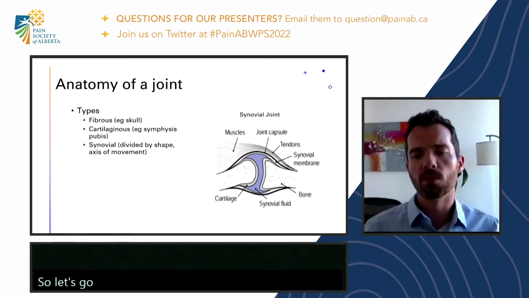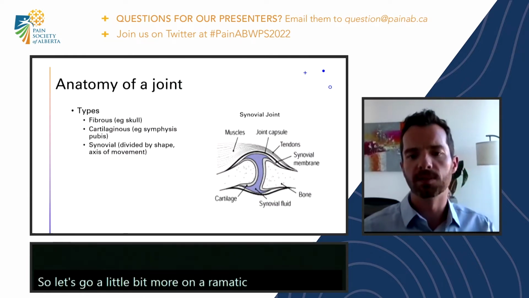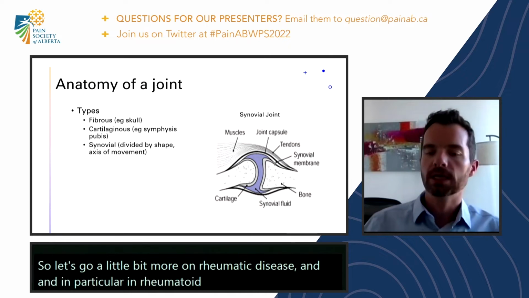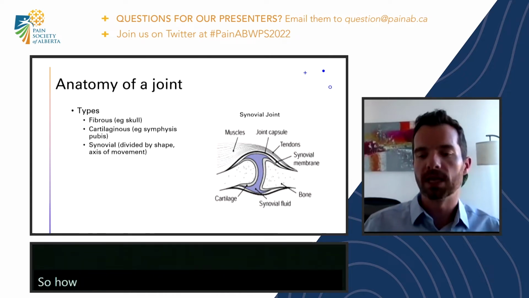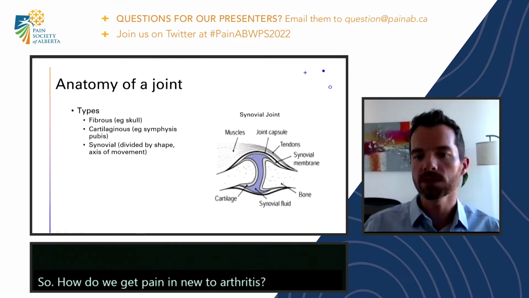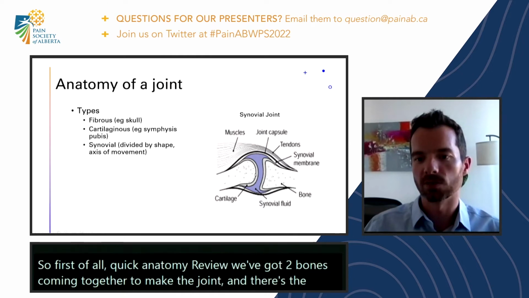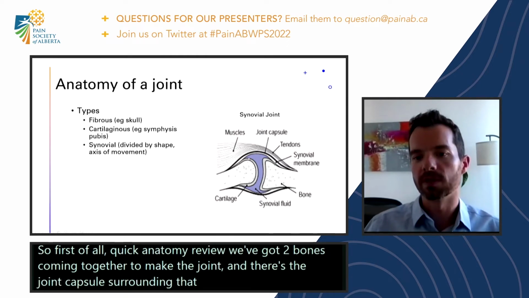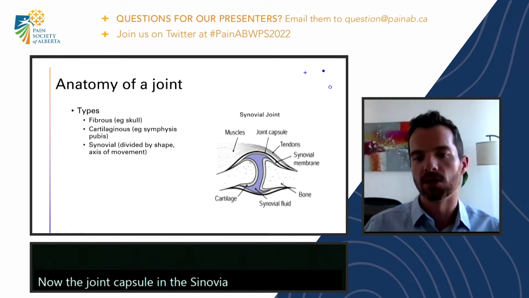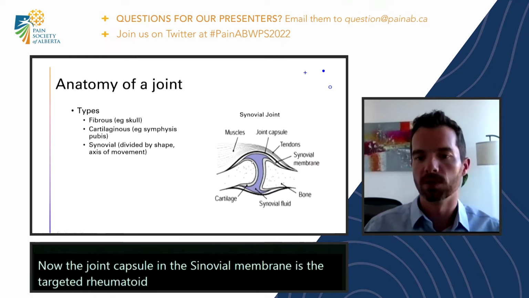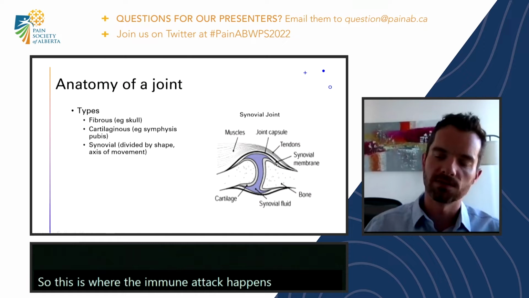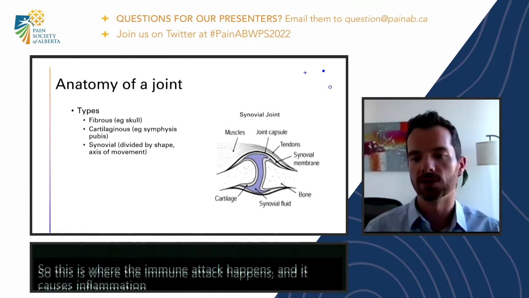So let's focus a little bit more on rheumatic disease and in particular rheumatoid arthritis. So how do we get pain in rheumatoid arthritis? First of all, quick anatomy review. We've got two bones coming together to make the joint, and there's the joint capsule surrounding that. Now the joint capsule and the synovial membrane is the target in rheumatoid arthritis. So this is where the immune attack happens, and it causes inflammation and swelling in that joint.